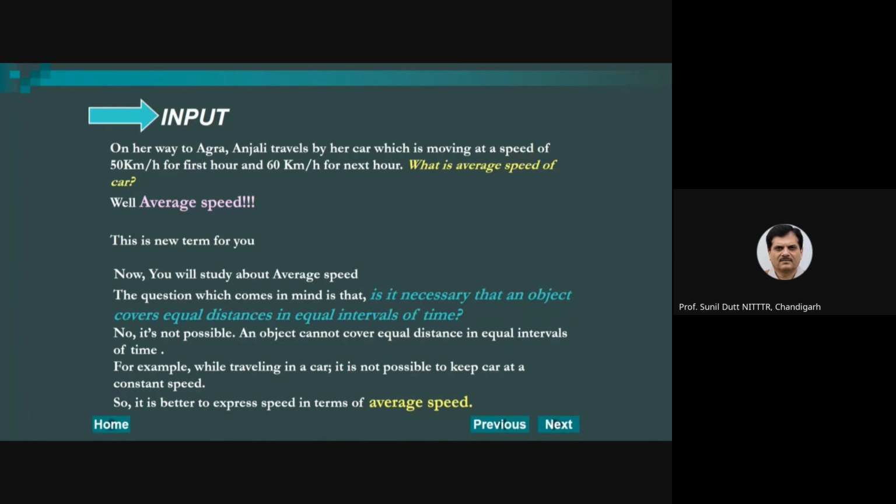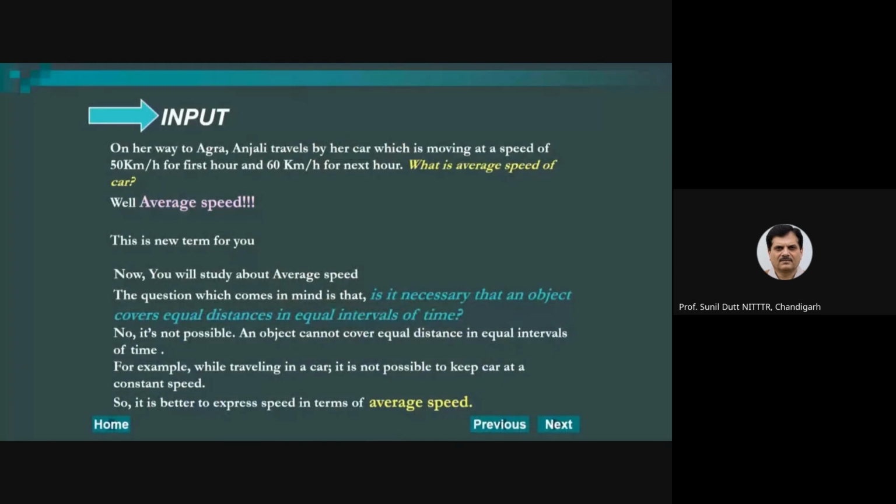The question which comes to mind is, is it necessary that an object covers equal distances in equal intervals of time? No, it is not possible. An object cannot cover equal distance in equal intervals of time. For example, while traveling in a car, it is not possible to keep the car at a constant speed. So it is better to express speed in terms of average speed. So you see that the matter is presented in an interactive tone. Now we move to the next screen.